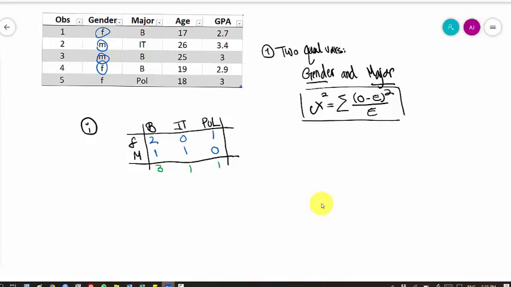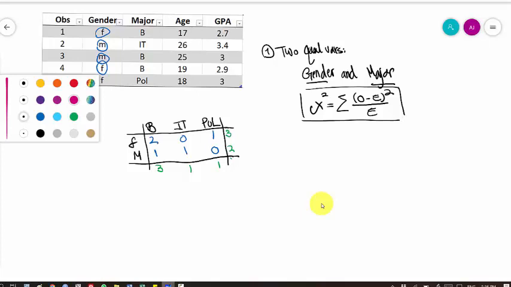The same way I can calculate the marginal frequency of females. I have to add 2 plus 0 plus 1 is 3. Males, 1 plus 1 is 2. That is the marginal frequency of males. The grand total is the sum of the marginal frequencies. 2 plus 3 is 5, same as here. So the grand total is 5.